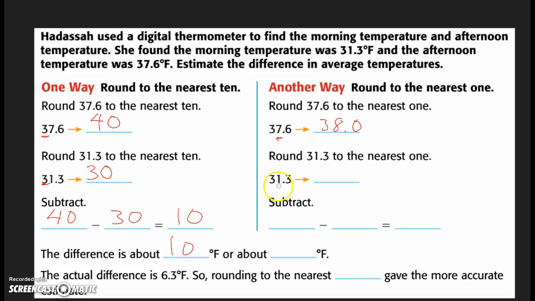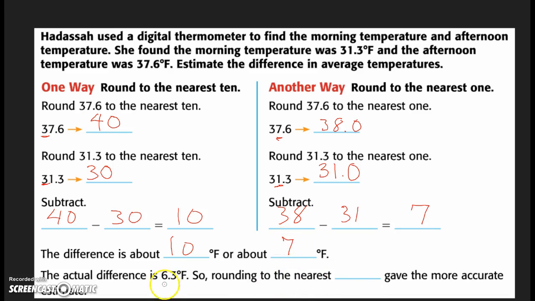And my next number, 31 3/10. I have a 1 in my ones place, a 3 just to the right. So 0 through 4, hit the floor. My floor is 31, so this stays 31. Everything behind becomes a 0. And I subtract 38 minus 31. And hopefully we all see that 38 minus 31 is 7. All right, so the difference is about 10 degrees Fahrenheit or 7 degrees Fahrenheit.